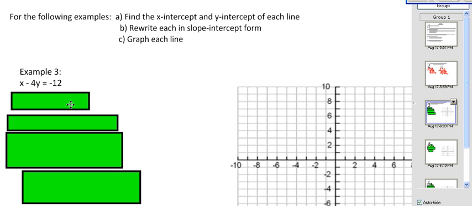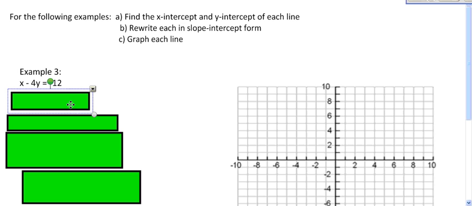Moving on to example 3, again, you can just pause this at your own leisure here, and I'm going to go through it a little quicker now that we've gone through a couple examples. So first off, I'm just going to rewrite the equation: x minus 4y equals -12. This is in standard form.